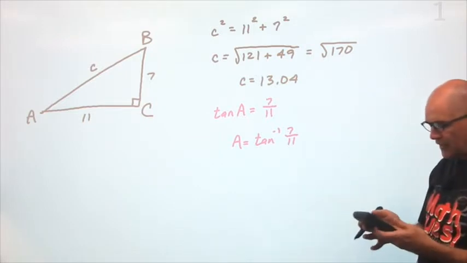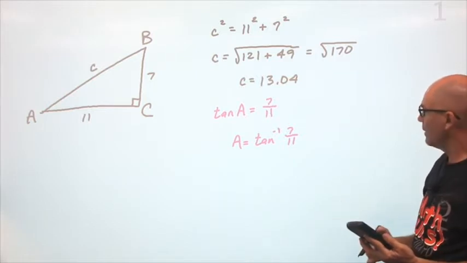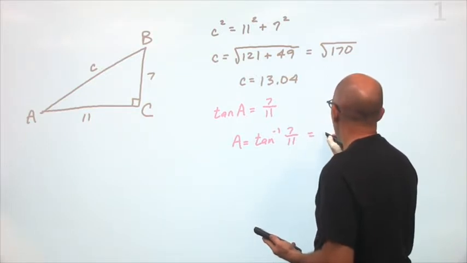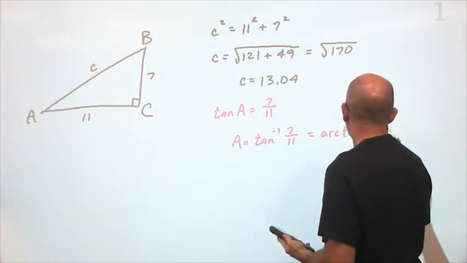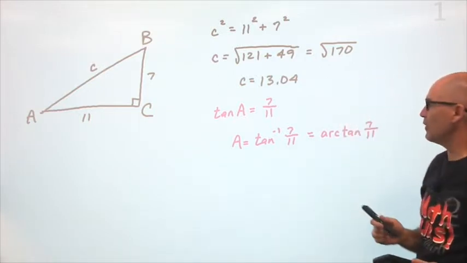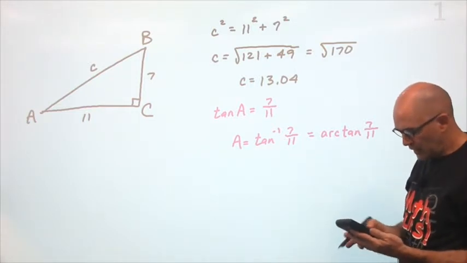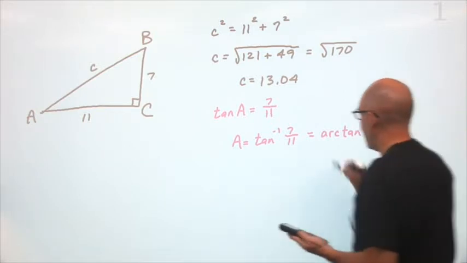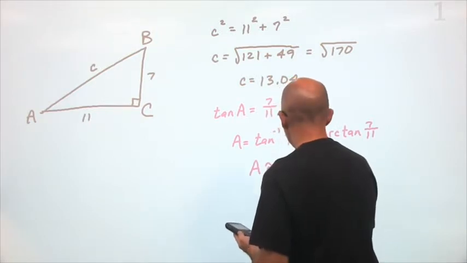So notice the tangent button. Directly above it, you have A tan. Well, inverse tangent is the same thing as arctangent. So arctangent 7 over 11 is going to be the angle that A is. So what we do is we go 7, enter 11, divide, and then we hit the tangent button. So angle A is going to be approximately 32.47 degrees.